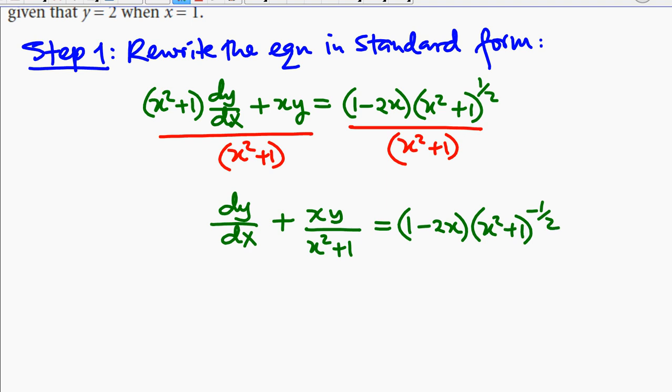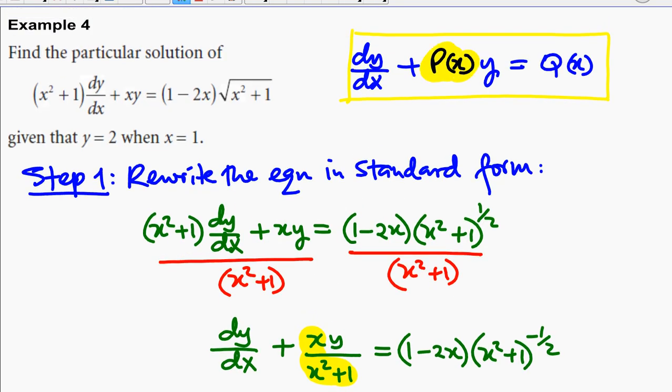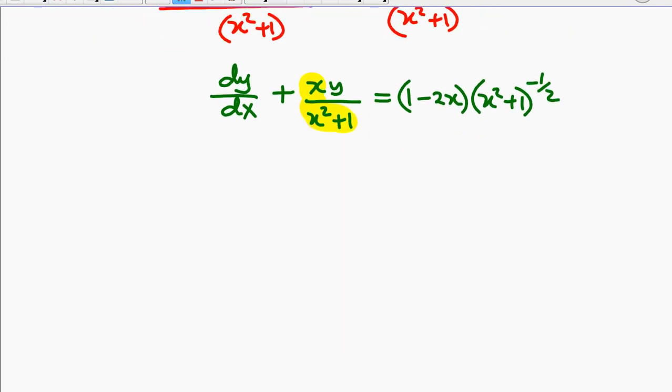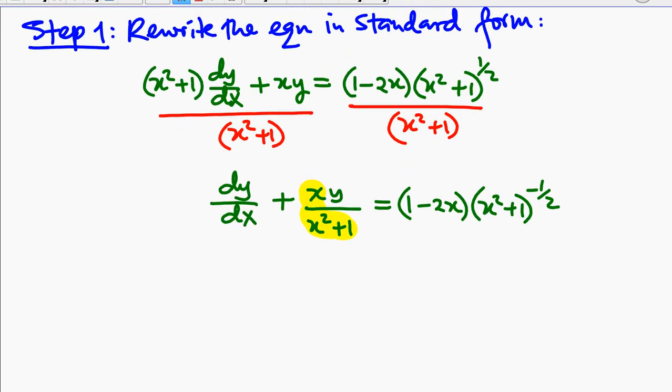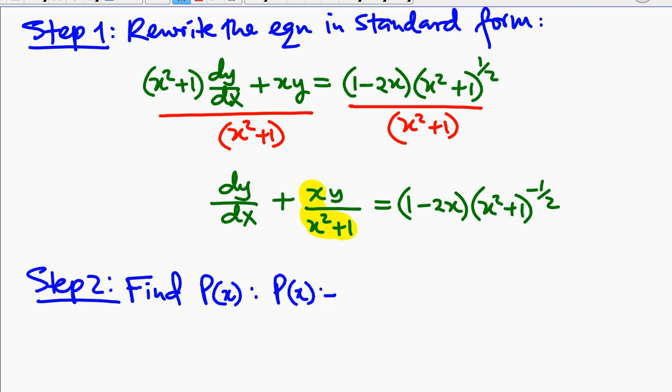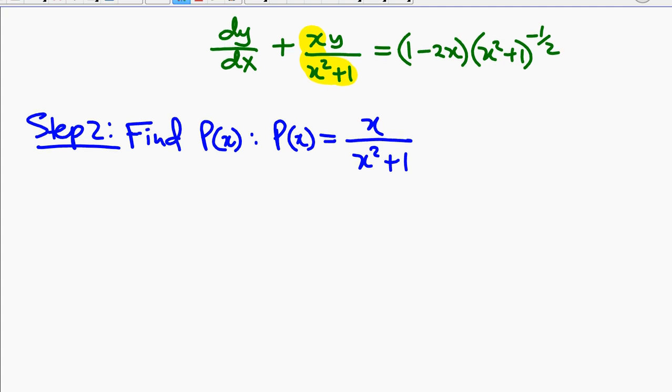Now, obviously, you can see that here I have p of x, and I'm going to use that for step 2. So step 2 is find p of x. So p of x, as we just talked about, is x over x squared plus 1. All right, step 3, find the integrating factor.